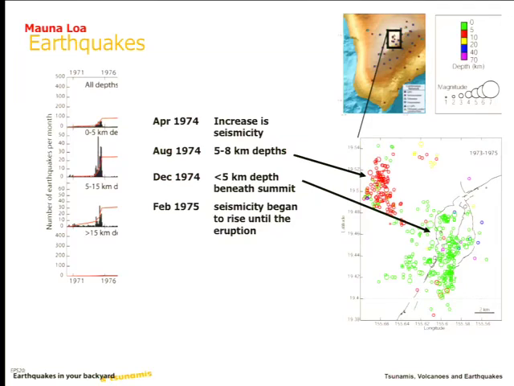All right? So by December 1974, the seismicity had gotten much closer to the surface, and by February 1975, just prior to the eruption, you could see the seismicity at very shallow depths and very close to the caldera. So no surprises as to what happened next. In the middle of 1975, there was an eruption out of this caldera, a relatively small eruption.